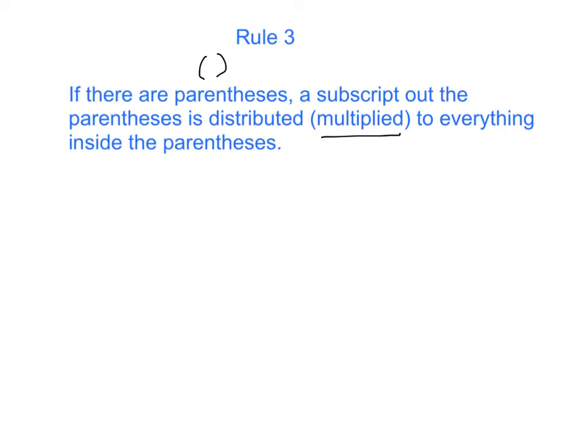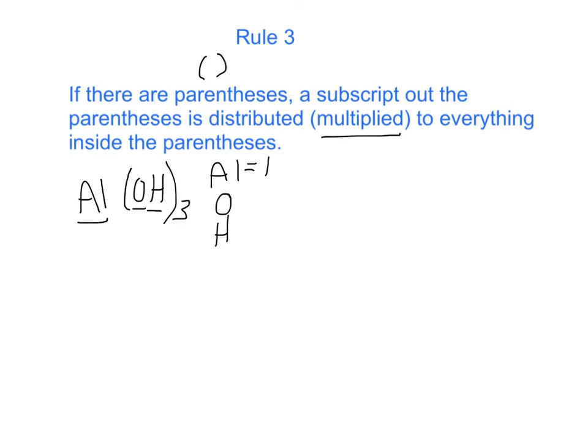If we start with, let's say, aluminum hydroxide. So here comes our parentheses. Okay, and so we're going to make a list of our elements. So we have Al, O, and H. And so Al does not have a subscript, so it's 1. But now we have some parentheses. And so the parentheses mean that this 3 gets multiplied by everything inside them. So essentially what you're doing is 3 times 1 equals 3 oxygens, and 3 times 1 equals 3 hydrogens.